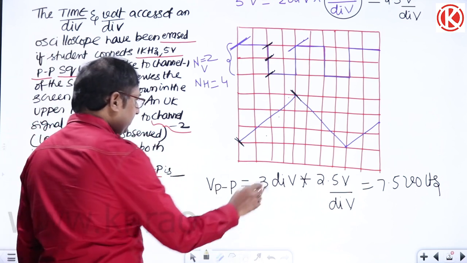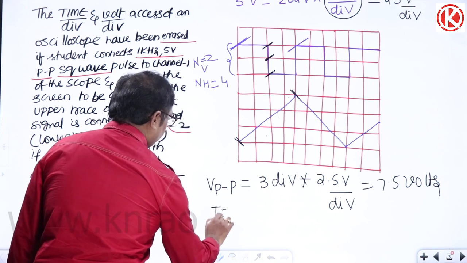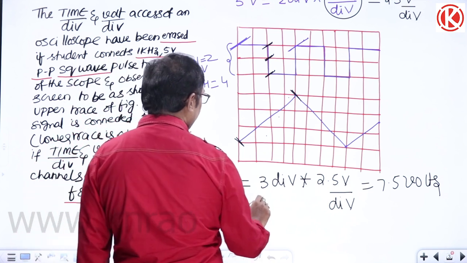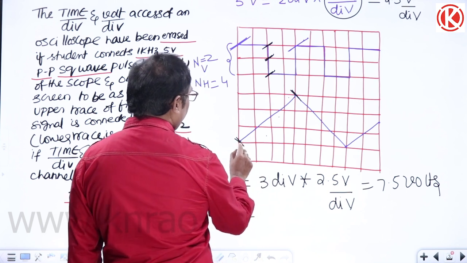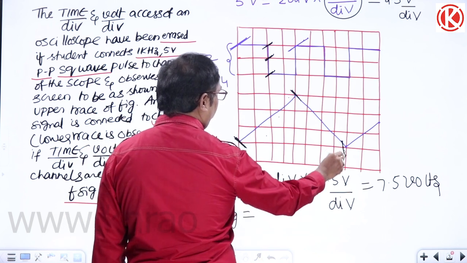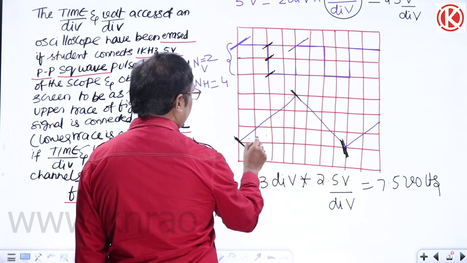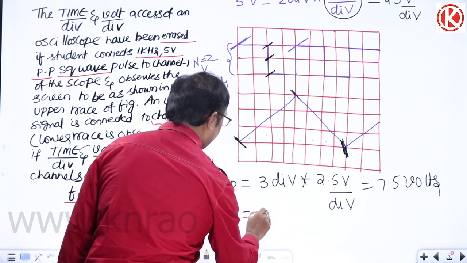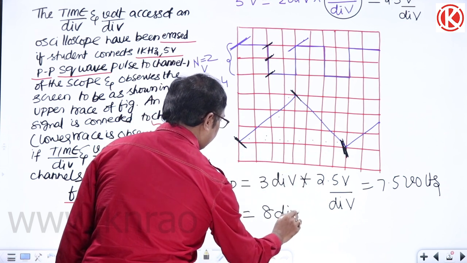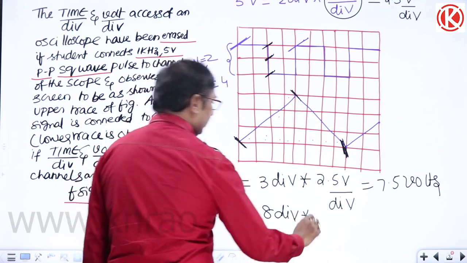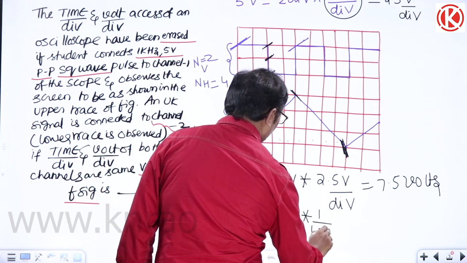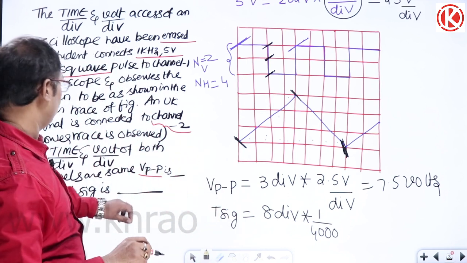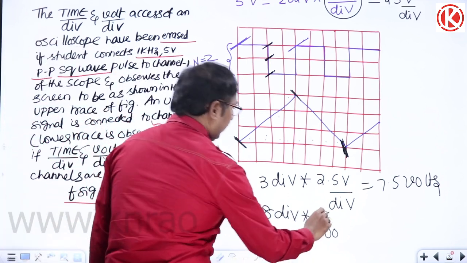Next case we require, he is asking for the frequency of the signal. What is the frequency of the signal, sir? T signal equals the number of horizontal divisions occupied. How many divisions are occupied between this point and this point? 1, 2, 3, 4, 5, 6, 7, 8. 8 divisions occupied into 1 by 4000. This is what we got for time per div.